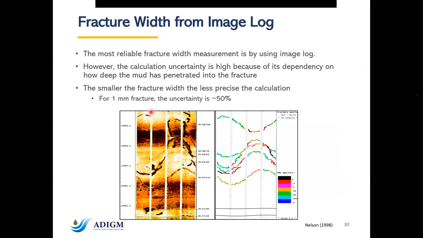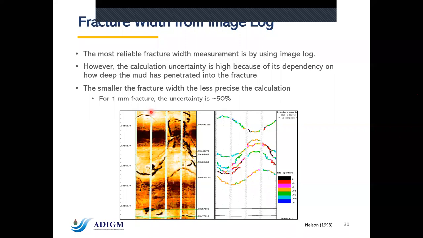Now, back again to the image log. This is where I think the most reliable fracture width measurements come from. But even though it is regarded as one of the best tools to identify the fracture aperture, the uncertainty is very high, because it depends on how deep the drilling mud penetrated into the fracture, and also the resistivity contrast of the mud and the background reservoir. For example, if we have a 1 millimeter fracture width, the uncertainty in the interpretation of the width is actually plus or minus 50%. So imagine such a big uncertainty when we estimate the fracture aperture.